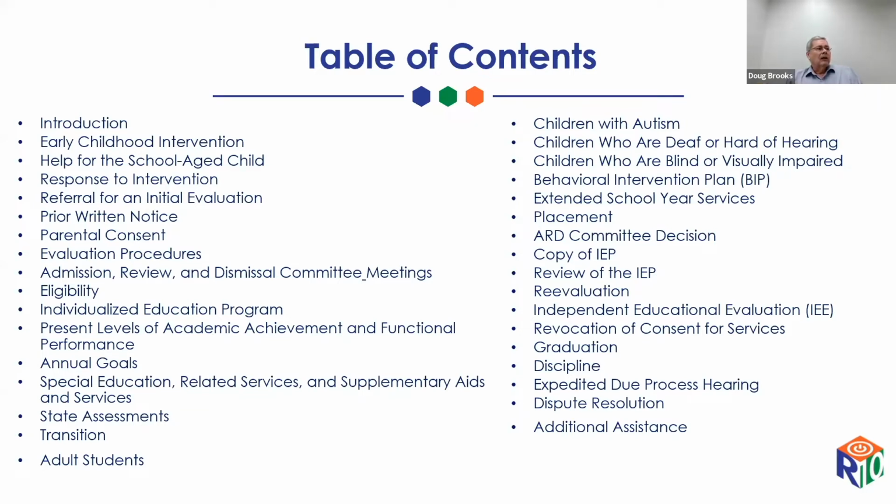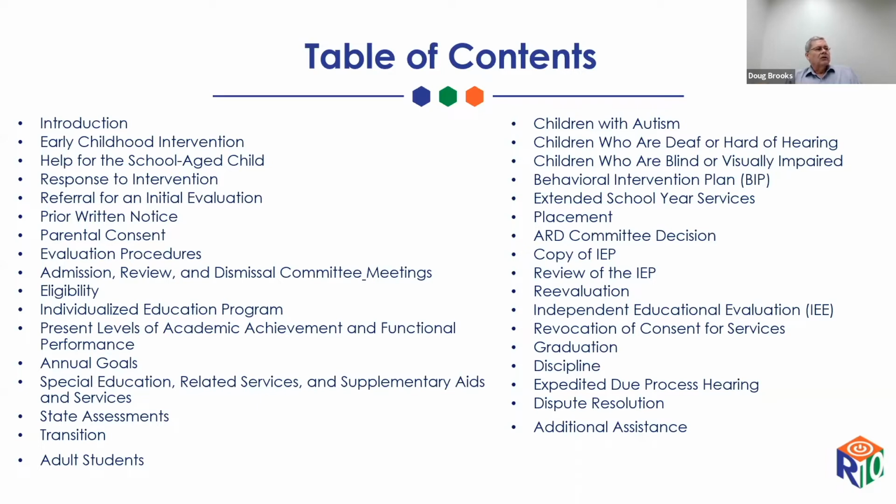The ARD committee meetings, kind of what to expect, what it takes to actually qualify for special education services. There's basically 2 points. One, the child has to be diagnosed with a disability that falls within the special education services. And there has to be a need for specially designed instruction, something above and beyond of what they could get from the general education teacher.